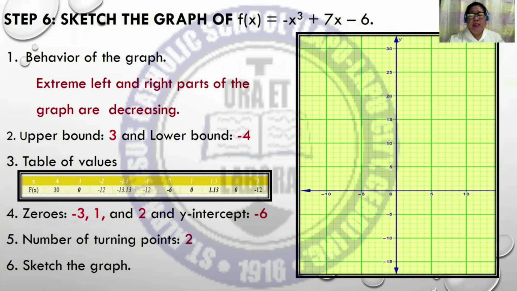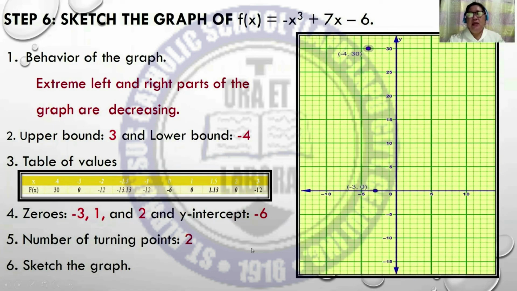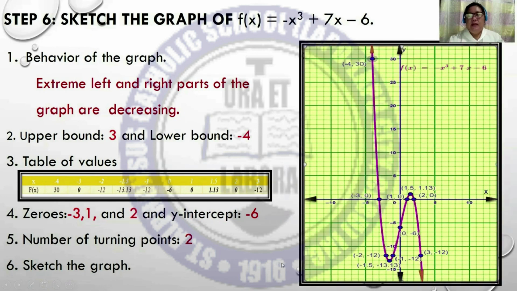Let us plot the points now. So we have (negative 4, 30), (negative 3, 0), (negative 2, negative 12), (negative 1.5, negative 13.13), (negative 1, negative 12), (0, negative 6), (1, 0), (1.5, 1.13), (2, 0), and the point with coordinates (3, negative 12). And then connect with a slight curve. And do not forget to place arrowheads here and here. Label with Y and X, and also the coordinates of the points.